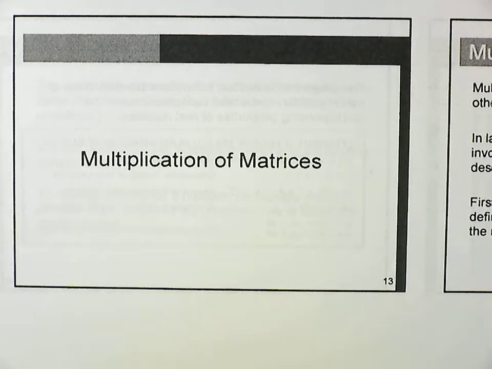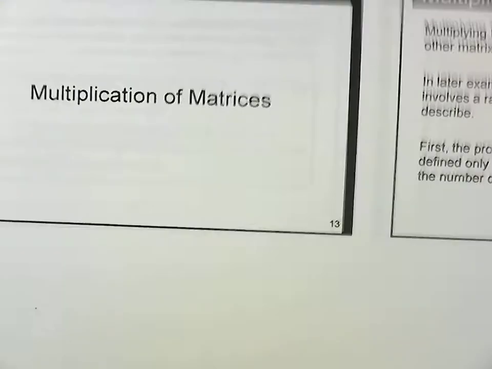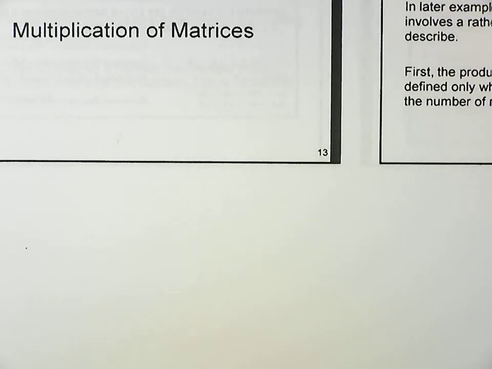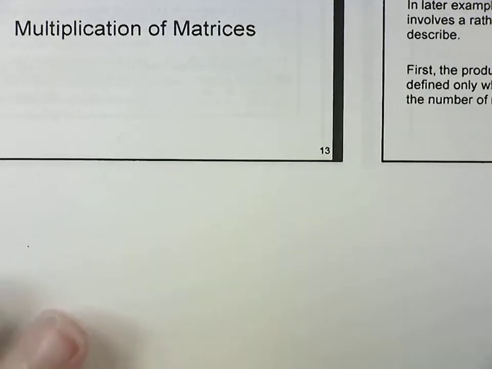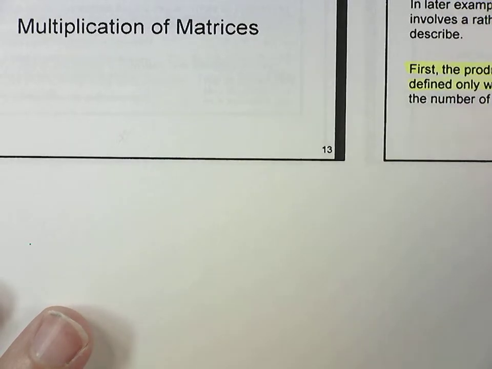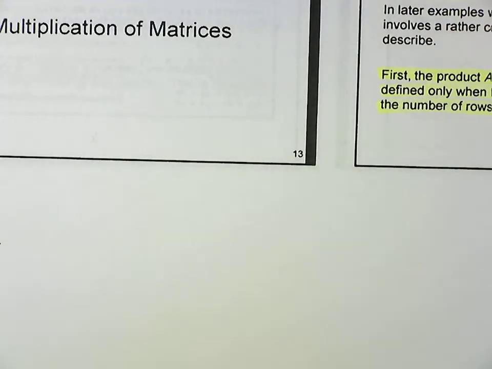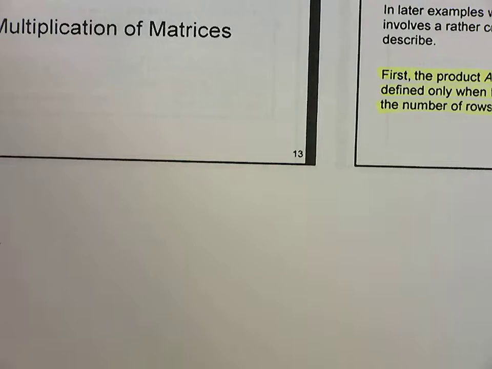Okay, so multiplication of matrices is what we're going to do today. It is more difficult to describe, so we're going to go over the procedure. The first thing we have to know is that it's only defined when the number of columns in A is equal to the number of rows in B. That's what we're going to discuss in the next slide.